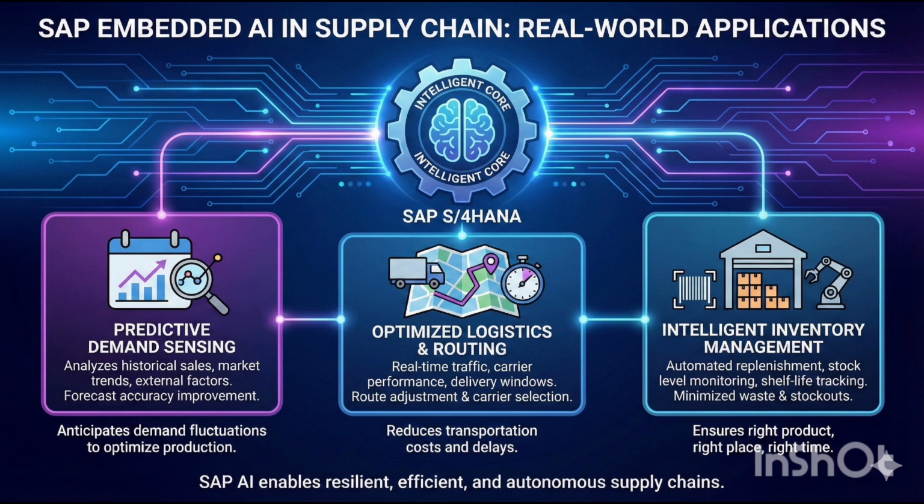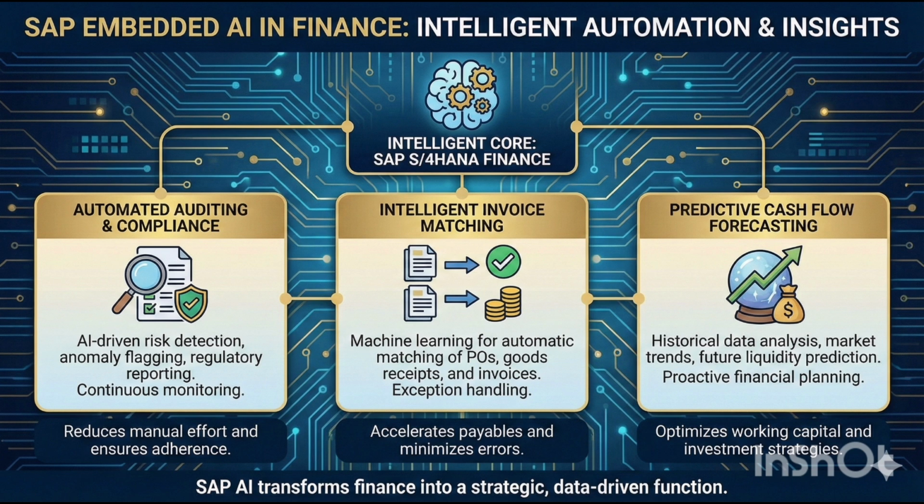In predictive demand sensing, we analyze historical sales, market trends, external factors, and forecast accuracy improves, and it anticipates demand fluctuations to optimize production. In optimized logistics and routing, real time traffic, carrier performance, and delivery windows are considered, and route adjustments and carrier selections are made. Similarly, it reduces transportation cost and delays. SAP AI enables resilient, efficient, and autonomous supply chains.